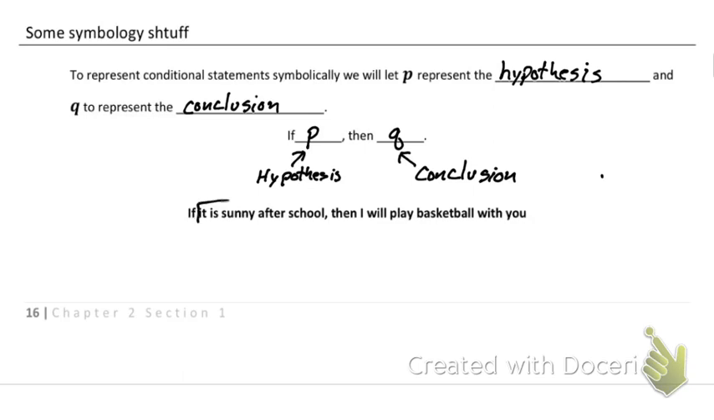So if it is sunny out after school, that's our hypothesis, which you can either write as P or as hypothesis. Either way, correct. And then our conclusion is, I will play basketball with you. That is our conclusion, or Q. So P equals hypothesis, Q equals conclusion. It can save you a whole bunch of time, especially if you have to write hypothesis and conclusion over and over on a homework. P is hypothesis, Q is conclusion.